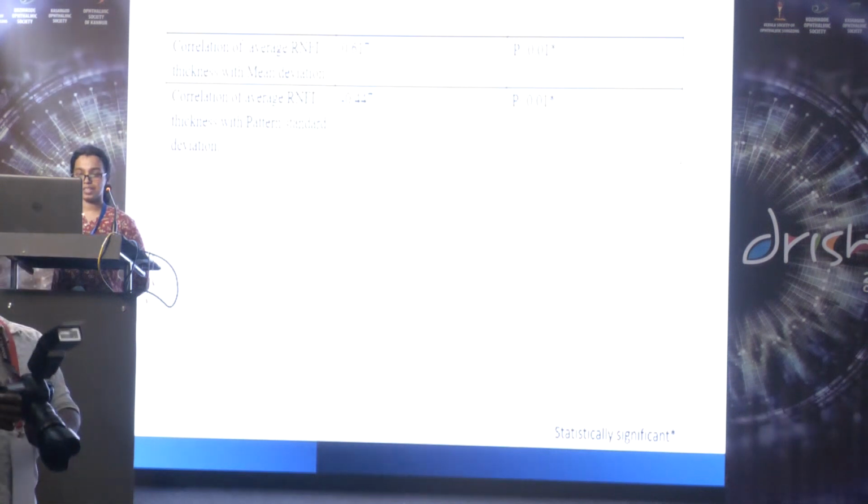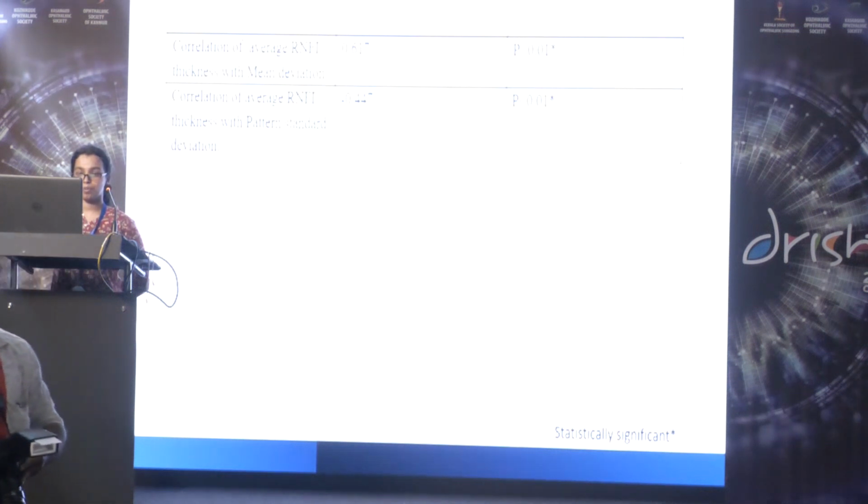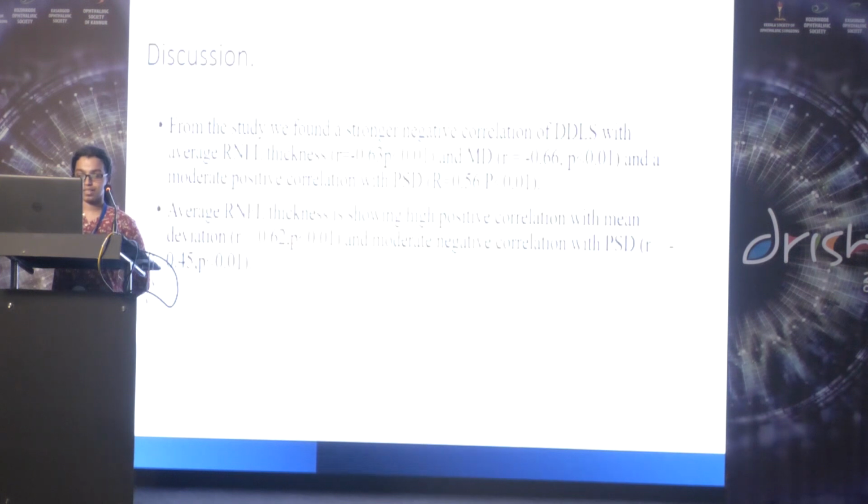Correlation of average RNFL thickness with mean deviation: the coefficient was 0.617 with a p-value of less than 0.01, corresponding to a highly positive correlation. And correlation of average RNFL thickness with PSD: the correlation coefficient was minus 0.447 with a p-value of less than 0.01, corresponding to a moderately negative correlation. Discussion: from the study, we found a strong negative correlation of DDLS with average RNFL thickness and mean deviation, and a moderate positive correlation with PSD. And the average RNFL thickness is showing high positive correlation with mean deviation and moderate negative correlation with PSD.